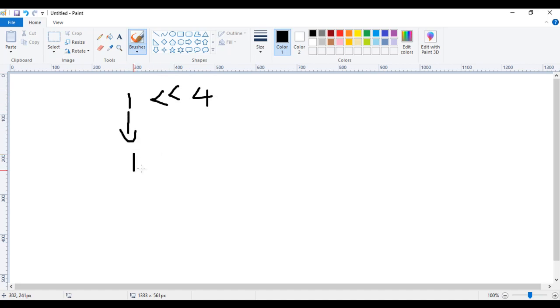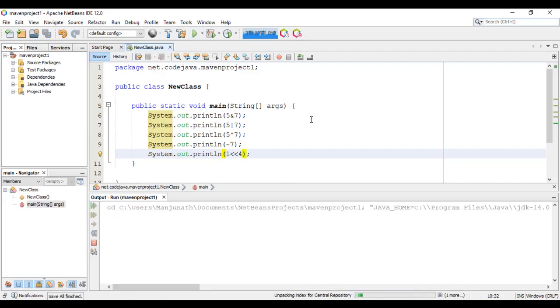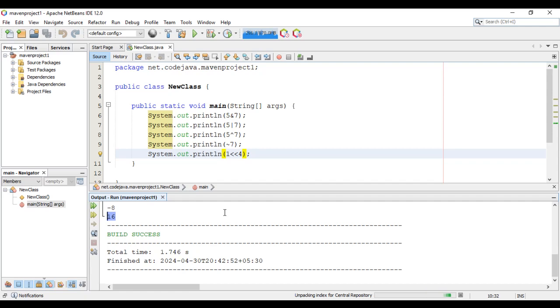Take the first number multiplied by 2 to the power of the second number. 1 multiplied by 2 raised to the power of 4 is 16. 16 into 1 is 16, guys. Let's see whether we get the output 16 or not. I run this code. You can see that we got the output 16.